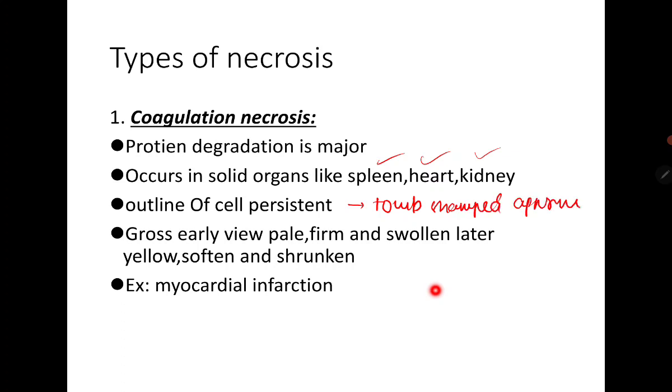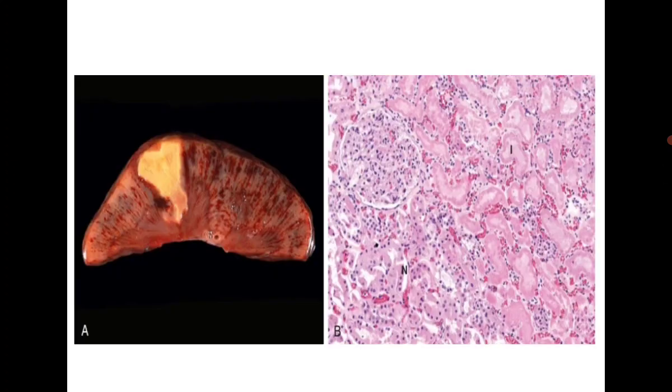Grossly, it is viewed as pale, firm and swollen, and later it becomes yellow, softened and shrunken, depending on the stage, earlier or later. Next, what is an example? Myocardial infarction. Every infarction comes under coagulative necrosis. Let's come to a diagram. Here you can observe a clear view of a kidney. You can observe a necrosis part. Here is the place of the infarction, where there is a decrease in blood supply, and this is the later part which causes damage. In the histological slide you can clearly observe the cell structure is not damaged, it is persistent. So this is coagulative necrosis.